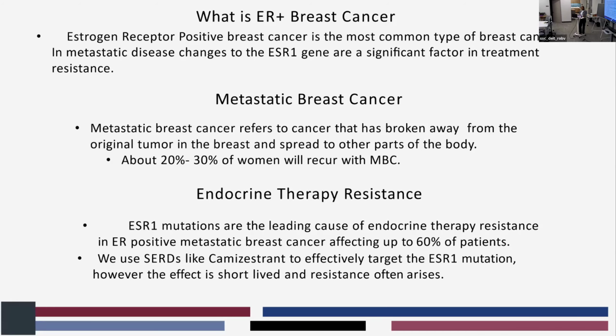ER-positive breast cancer can progress to metastatic breast cancer. It refers to a cancer that has broken away from the original tumor in the breast and spread to other parts of the body. About 20 to 30% of women will recur with metastatic breast cancer. We use endocrine therapy to fight this, but this also causes resistance. ESR1 mutations are the leading cause of endocrine therapy resistance in ER-positive metastatic breast cancer, affecting up to 60% of patients. We use SERDs like camizestrant to effectively target the ESR1 mutations. However, the effect can be short-lived and resistance often arrives.